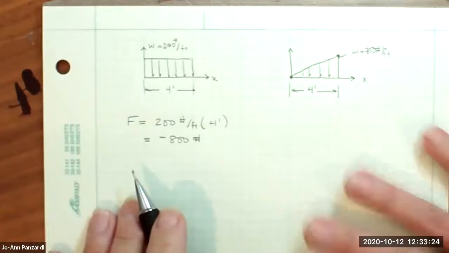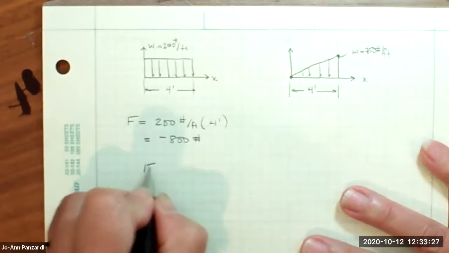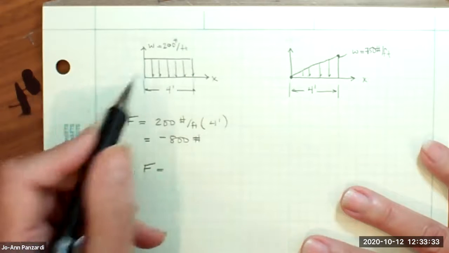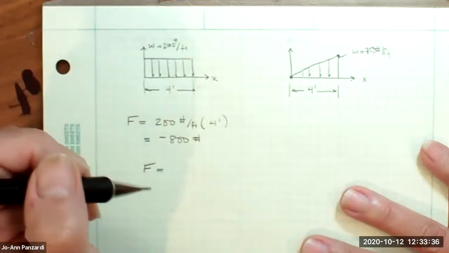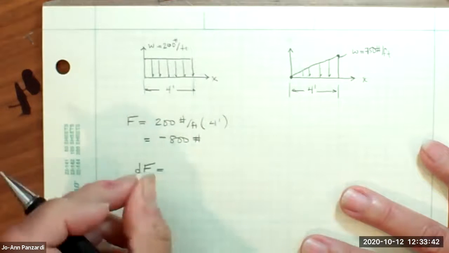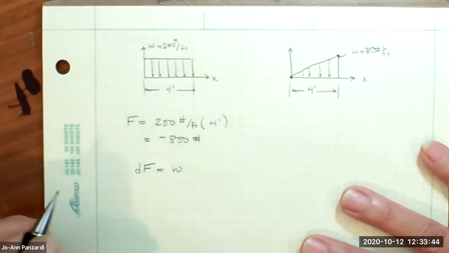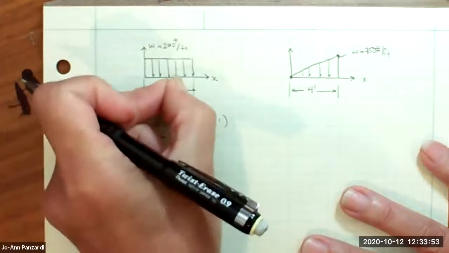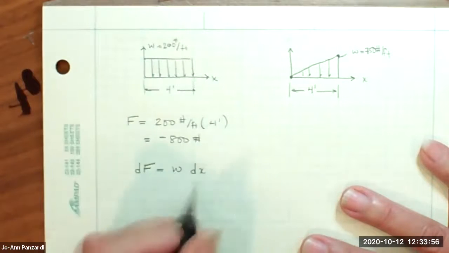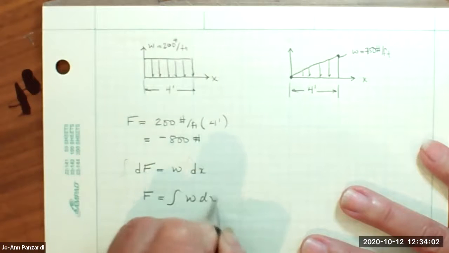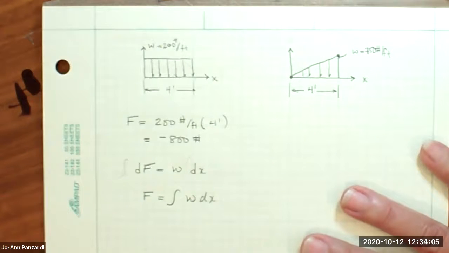Well, what we could have also done is do force is equal to a segmental part. Remember from integration, dF is really the portion of the force, which is equal to W times dx, because we're looking at an incremental piece of the force equal to W times an incremental piece dx. So if I integrate both sides, the force turns out to be the integral of W dx. Okay, so let's do that.